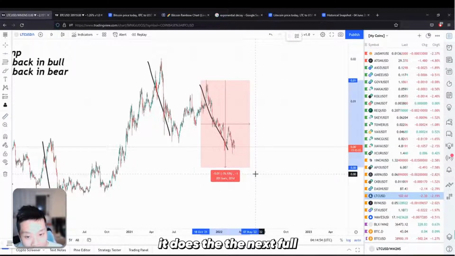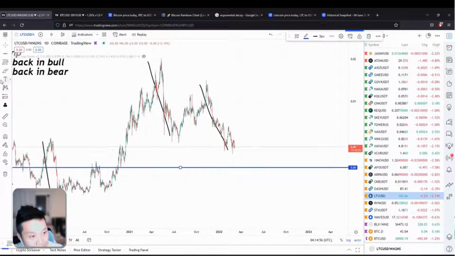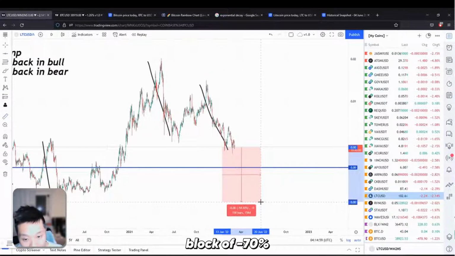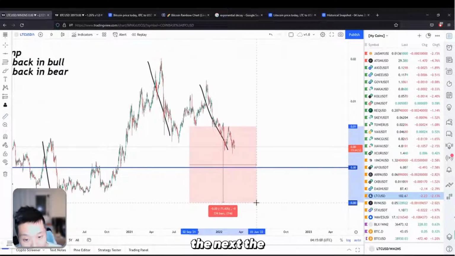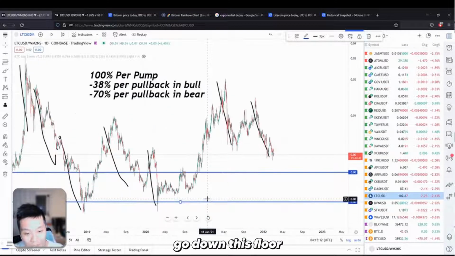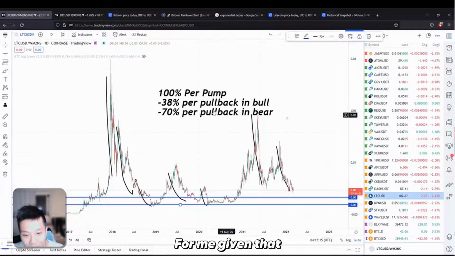Or it does the next full block of 70%. So if we drop from here to here, and this is the next high, then the next time it drops, if it does a full bear market drop, essentially it would go down to this floor.